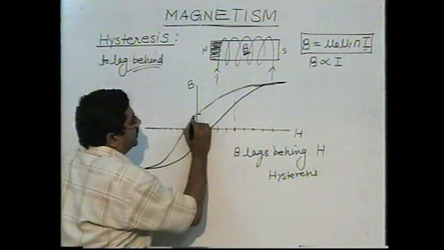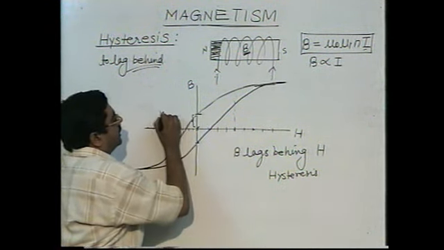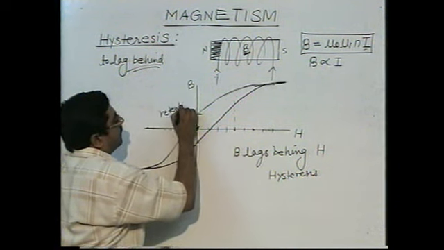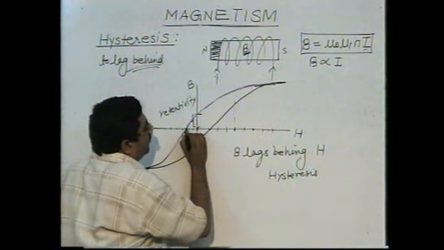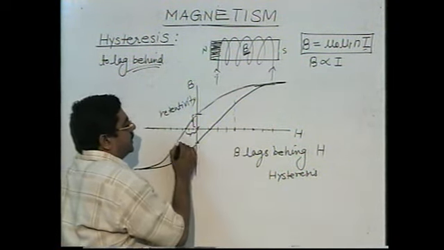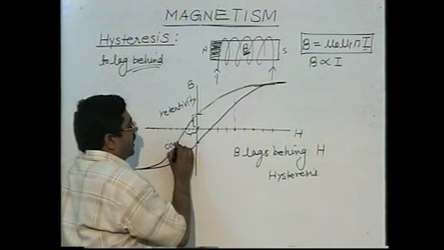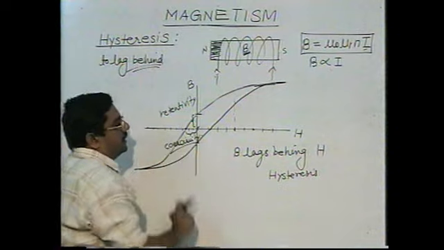This portion, the capability to retain, the remaining magnetism, is called retentivity of the magnetic material. And to make this zero, the value of H required is called coercivity of the magnetic material.